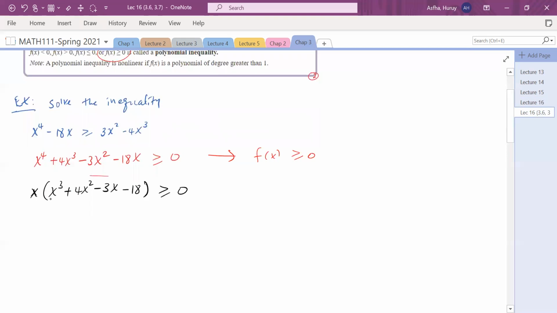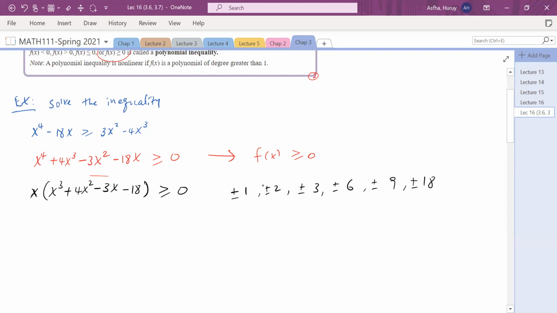Because this is a cubic polynomial, what we do is, again, find the possible rational zeros. By the rational zero theorem, we can list the possible rational zeros, and they will be the factors of this one divided by the factors of 1, which is basically the factors of this because this is 1. Therefore, we will have plus or minus 1, plus or minus 2, plus or minus 3, plus or minus 6, plus or minus 9, and plus or minus 18.